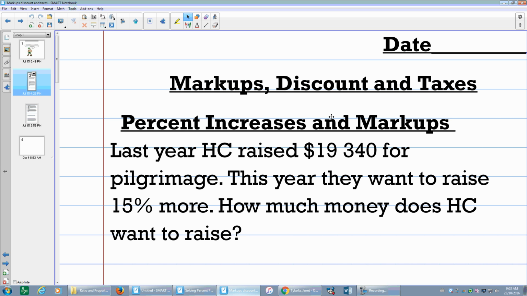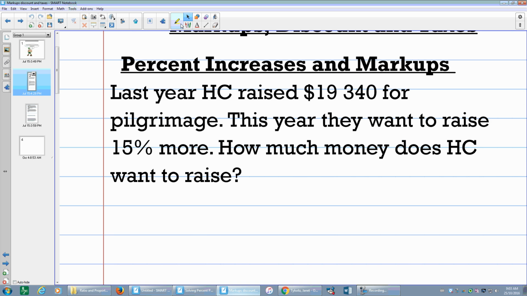It says here, last year, Holy Cross raised $19,340 for pilgrimage. This year, they want to raise 15% more. How much money does Holy Cross want to raise? Well, again, there's a couple of different ways that you can approach this problem. I'm going to use the decimal way for this whole time. If you want to use the other methods, you are absolutely welcome to.